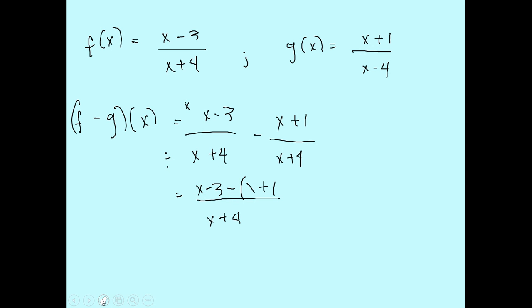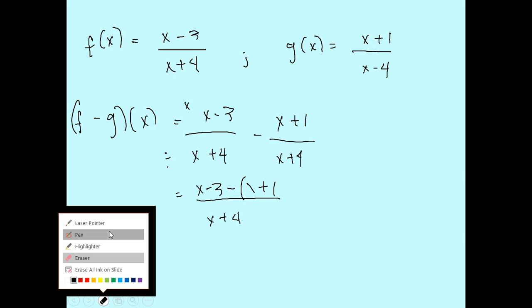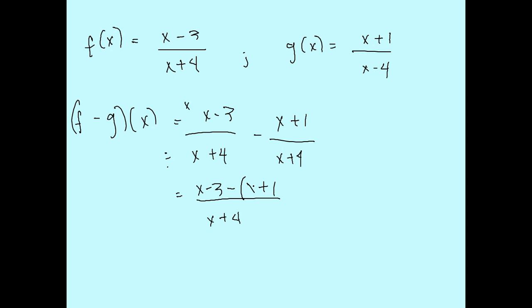So, anong next na gagawin po natin? Okay, this time we're going to distribute po yung negativity doon po sa loob ng parenthesis. So, copyin muna natin si x minus 3. And then negative times x, that will be negative x. Negative times 1, that will be negative 1. Okay, then copy x plus 4.